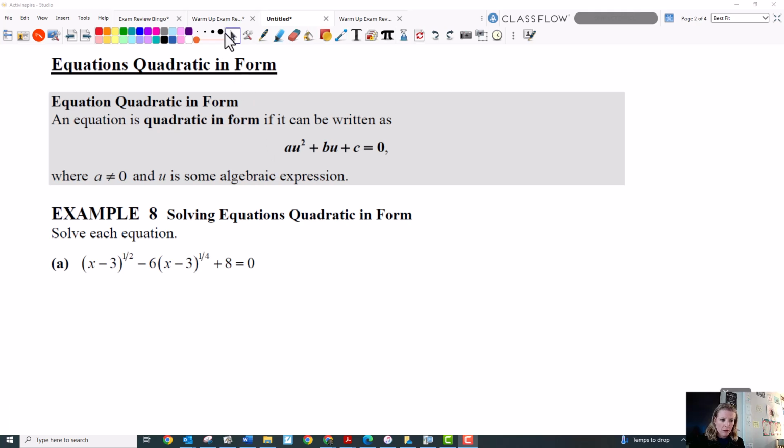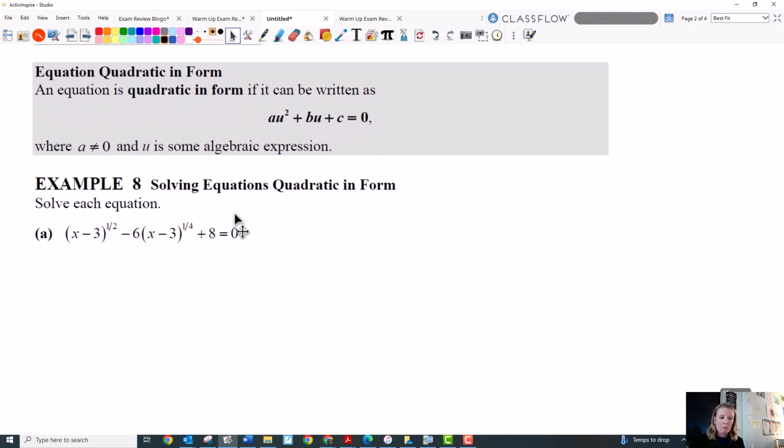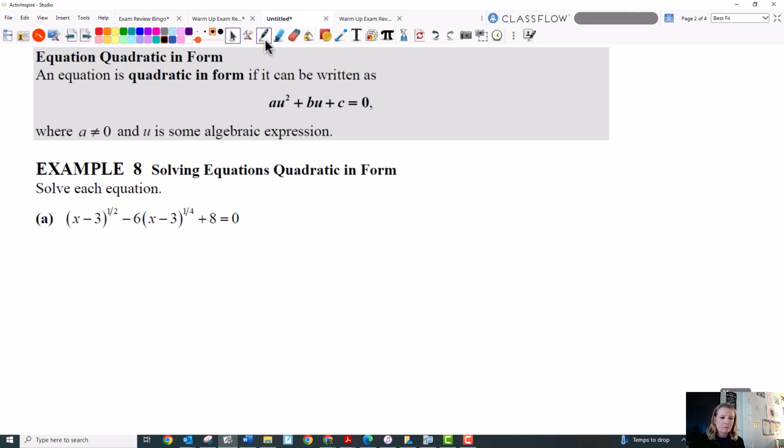Right, this is the third video for this section. This section's pretty tough. So we're going to look at solving equations quadratic in form.